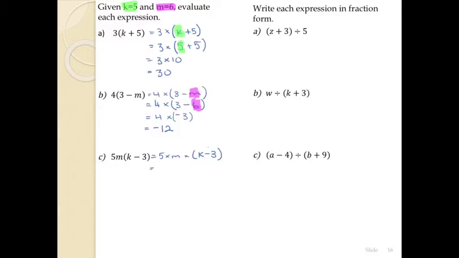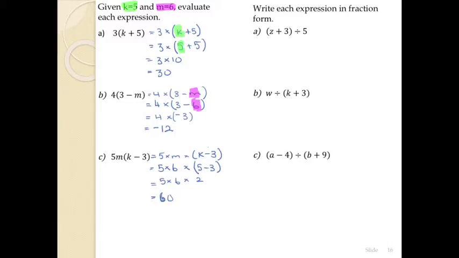Now, when I substitute, that's going to give me 5 multiplied by 6 times by, brackets, 5 take away 3. Now, completing the brackets first, we get 5 times 6 times by 2, because 5 take away 3 is equal to 2. And then 5 times 6 is 30. 30 times 2 is 60.